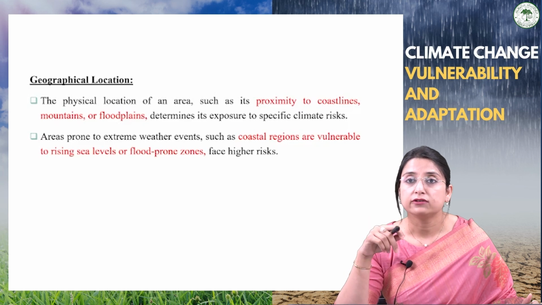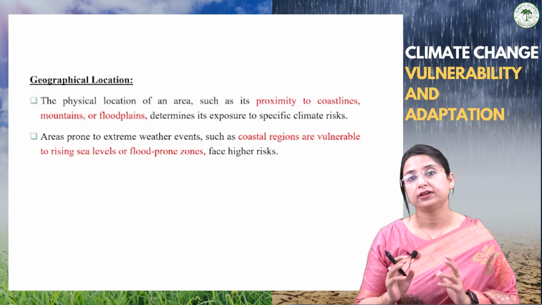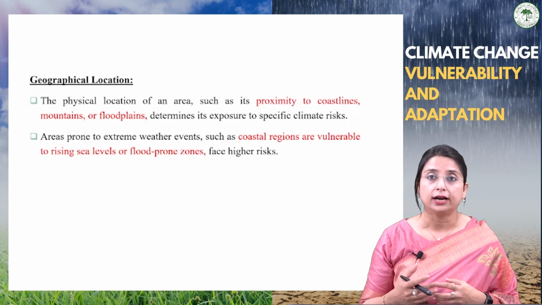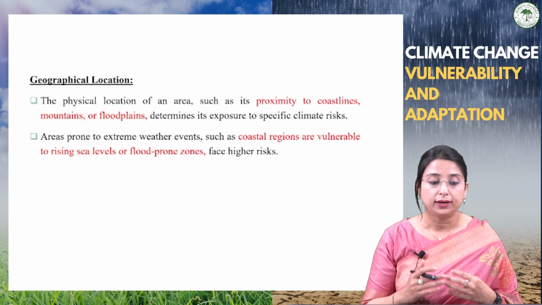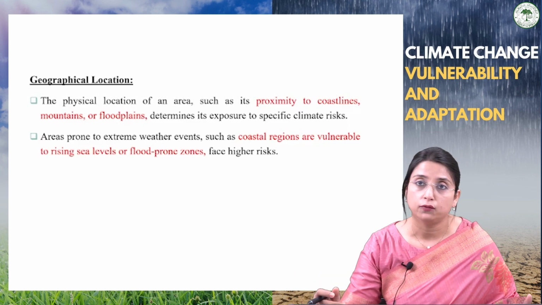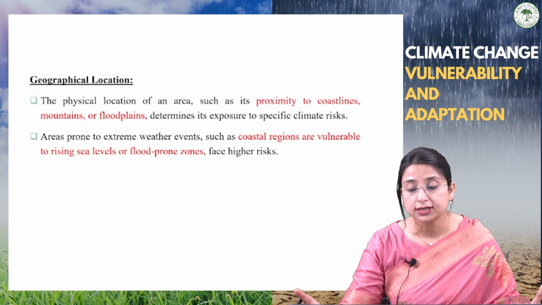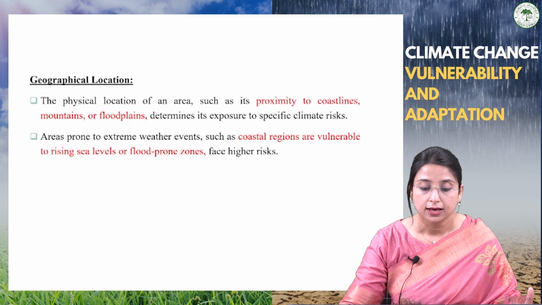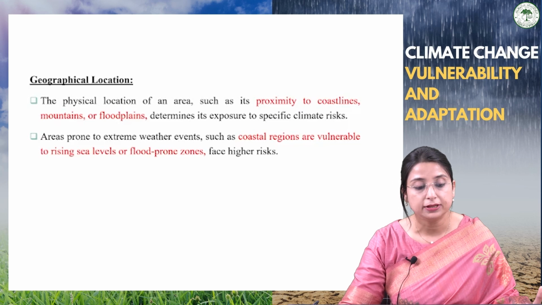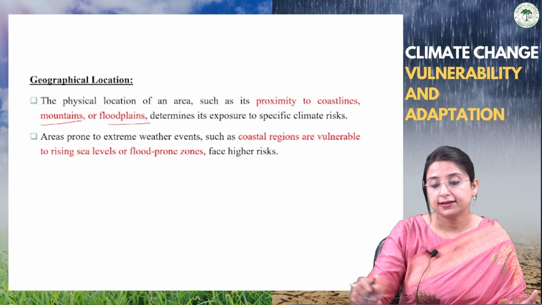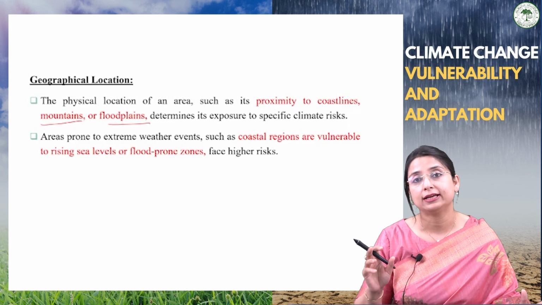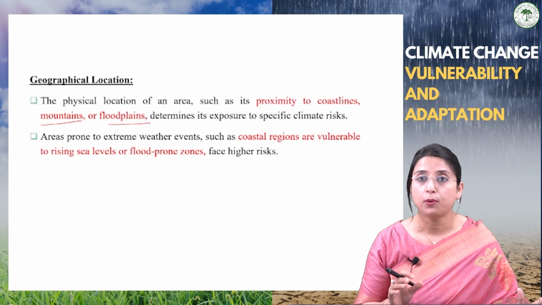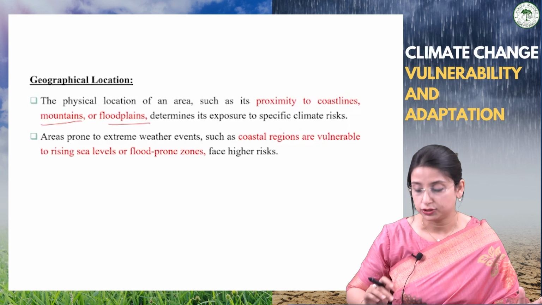Physical vulnerability is influenced by the geographical location. When we talk about geographical location, it refers to where the population, community or ecosystem is particularly located and what physical factors are affecting its vulnerability. You can quote here the example of coastline. It is obvious that coastal regions are mainly vulnerable to rising sea levels, and flood prone areas are at higher risk. Similarly, we can take the examples of mountains and floodplains, which determine exposure to specific climate risk. Where the particular region, community, population or ecosystem is located plays a very important role in its susceptibility to climate change.